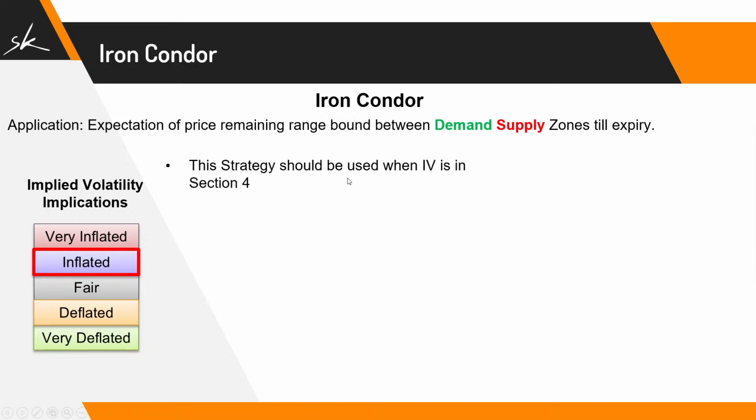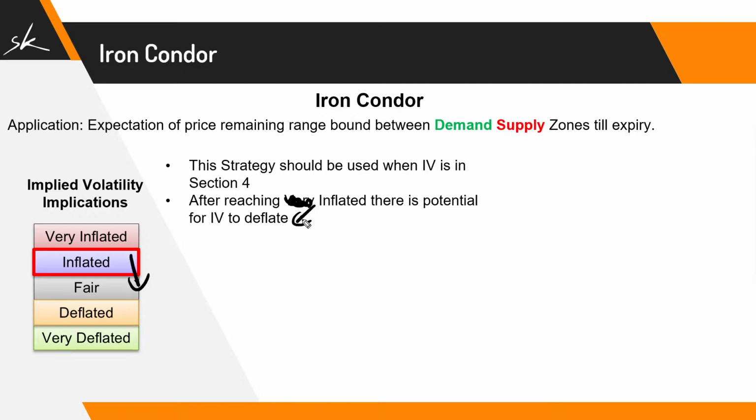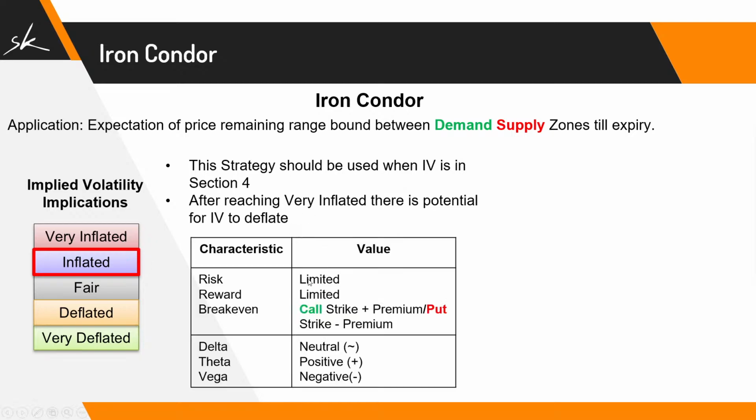So this strategy should be used when IV, which is your implied volatility or Vega, is in section 4 after reaching very inflated. So it should not be very inflated, it should have been inflated before. There is a potential that it can deflate, which is where we want to take advantage, but it also has the potential that it can inflate, right? So that is why you will see we are using iron condor, because we want to have a little bit of protection in case implied volatility starts increasing.